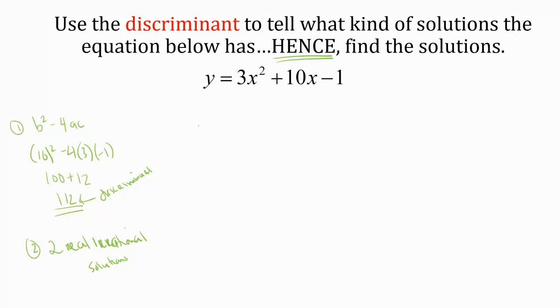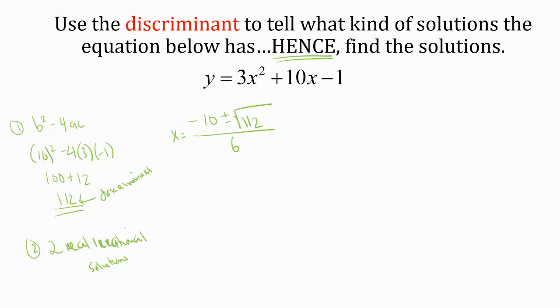So now I'm going to go ahead and I've got negative b plus or minus the square root of 112 all over 6, right? So is 112, can that be simplified?